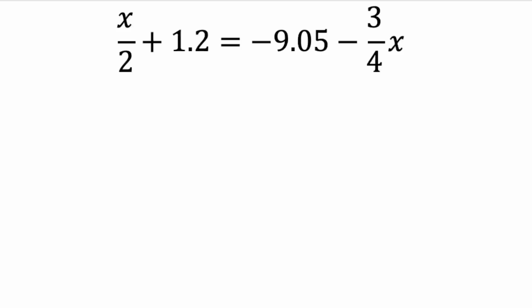Let's work through an example of solving a multi-step equation. Solve x divided by 2 plus 1.2 equals negative 9.05. Subtract 3/4 x.